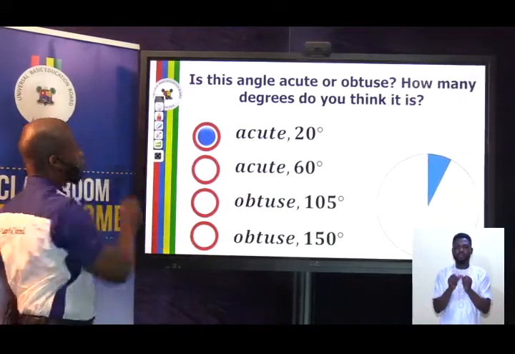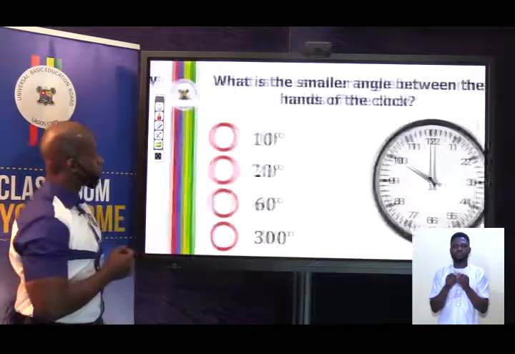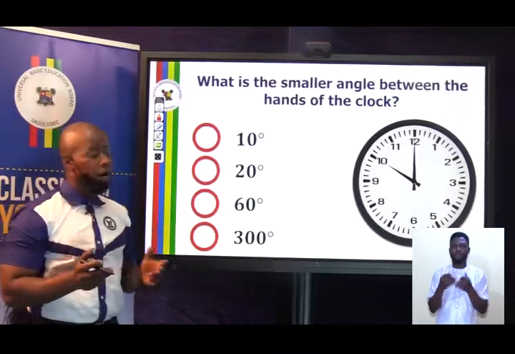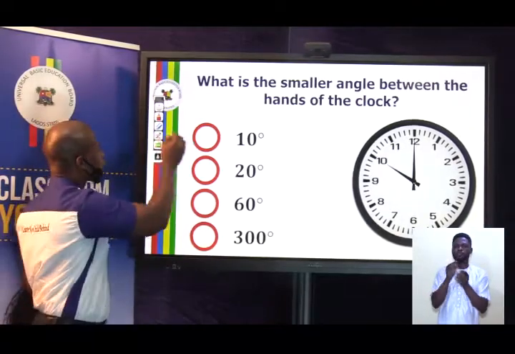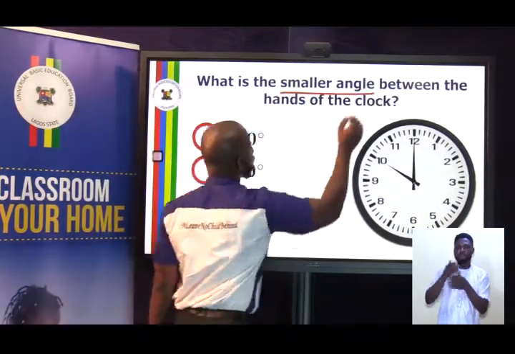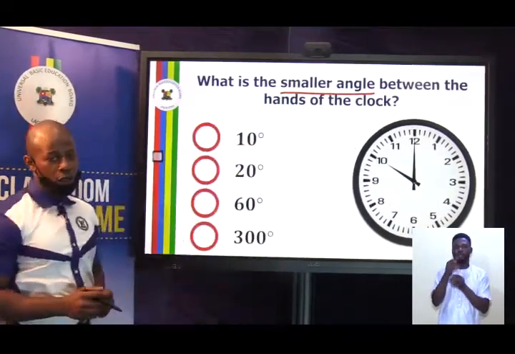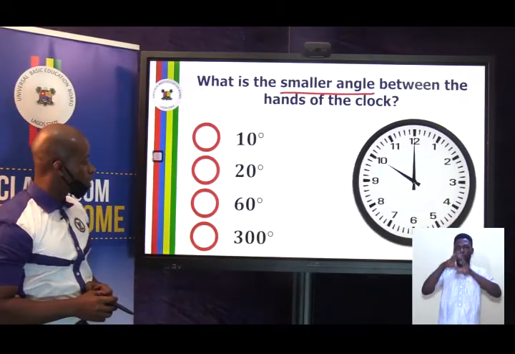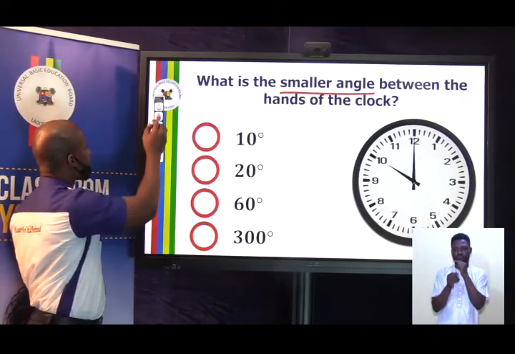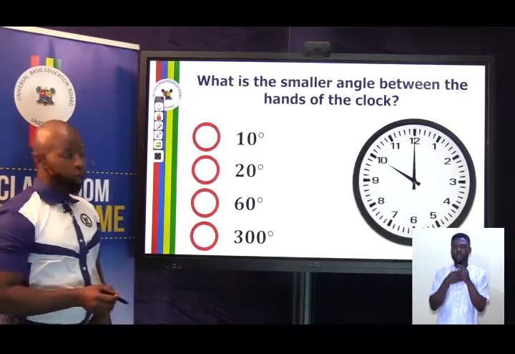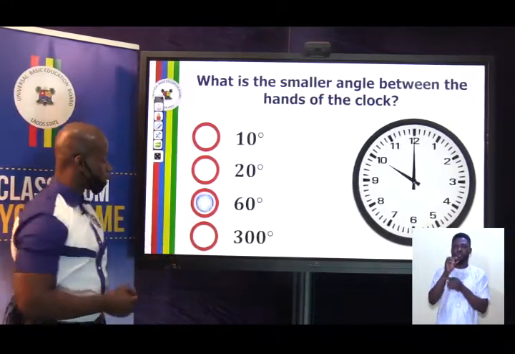So let's just move on. Now this one talks about the angle between the hands of the clock. What is the smaller angle? Smaller angle between the hands of the clock. Check it out. I'm sure you've seen your answer by now, because I've seen it. And the correct answer is 60 degrees.